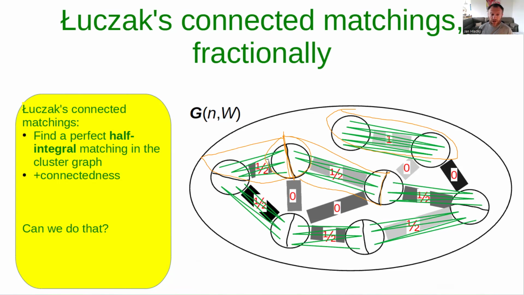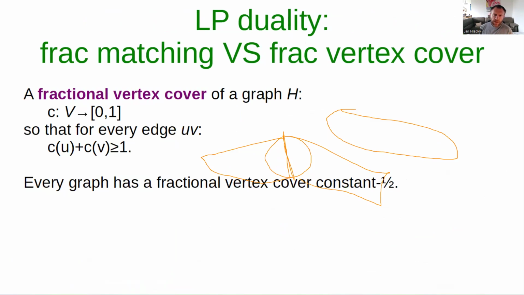So now the question is, can we guarantee this perfect half-integral matching to exist in our cluster graph to begin with? And this is where LP duality comes in. We must relate the existence of a fractional matching to fractional vertex covers.